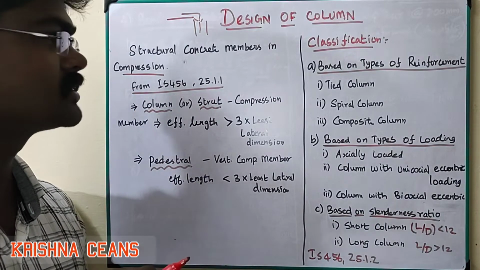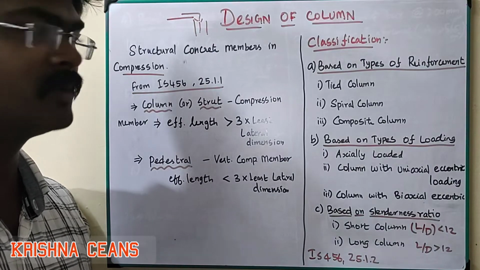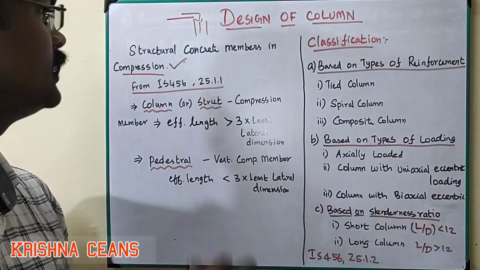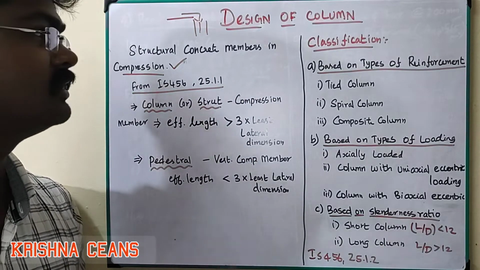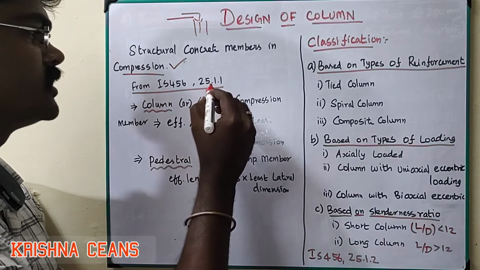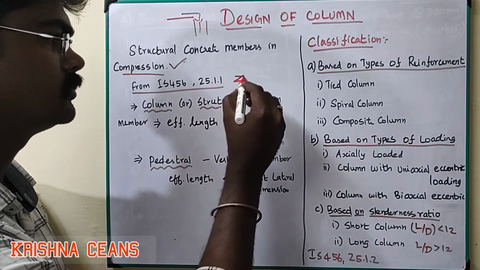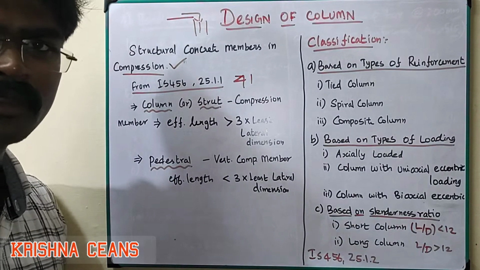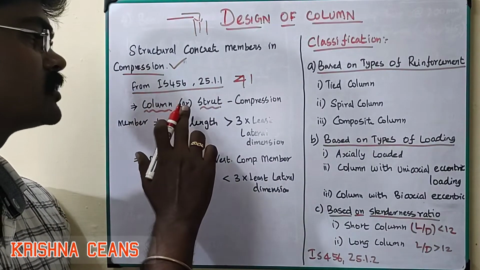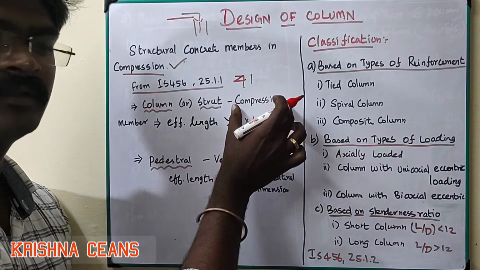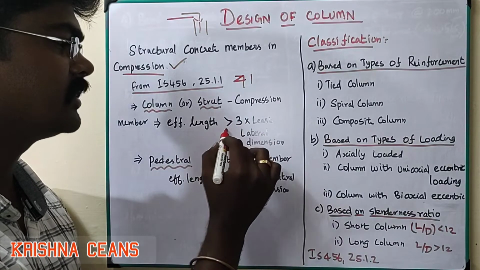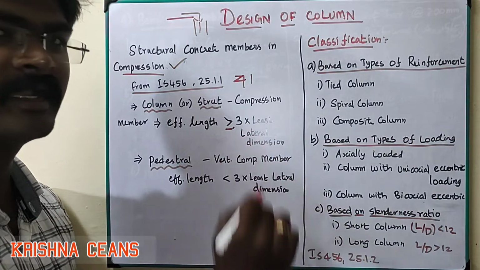But in most cases the load acting on the column is compression. So for that purpose we design the column as per the compression load. From IS 456, page number 41, clause 25.1.1, the code book itself defines a column or strut. It is a compression member whose effective length is greater than 3 times its least lateral dimension.